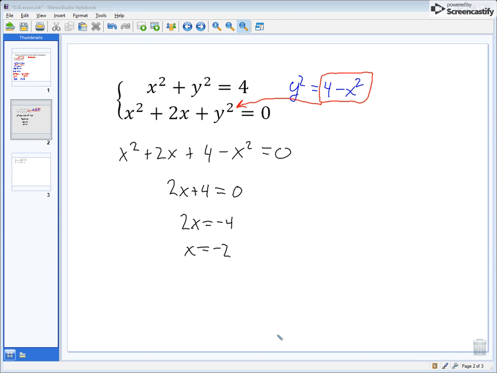Once I have my x value of negative 2, I'm going to plug that into the top equation. So I have negative 2 squared plus y squared equals 4. Negative 2 squared is 4. I subtract the 4 from both sides, and I get that y squared is equal to 0. I square root that, I get that y equals 0. So these two equations have one intersecting point, which is (-2, 0).